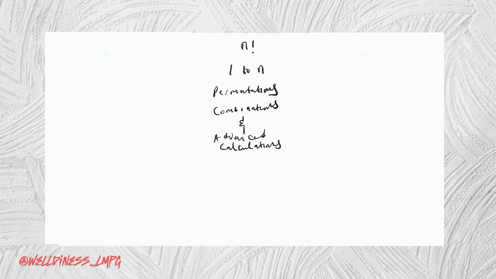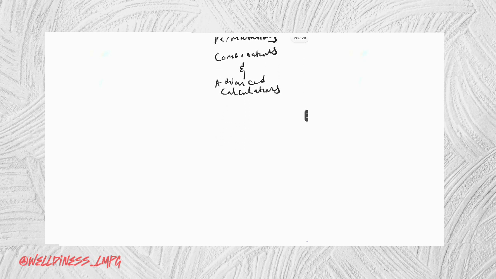3,628,800. Factorials are denoted by n factorial, and they are the product of all positive integers from 1 to n, and they are commonly used in permutations, in combinations, and also in advanced calculations. So from our original material, we found out that n factorial is equal to n times n minus 1 times n minus 2 and so on until we got to 1. And we also remember that 0 factorial is equal to 1.